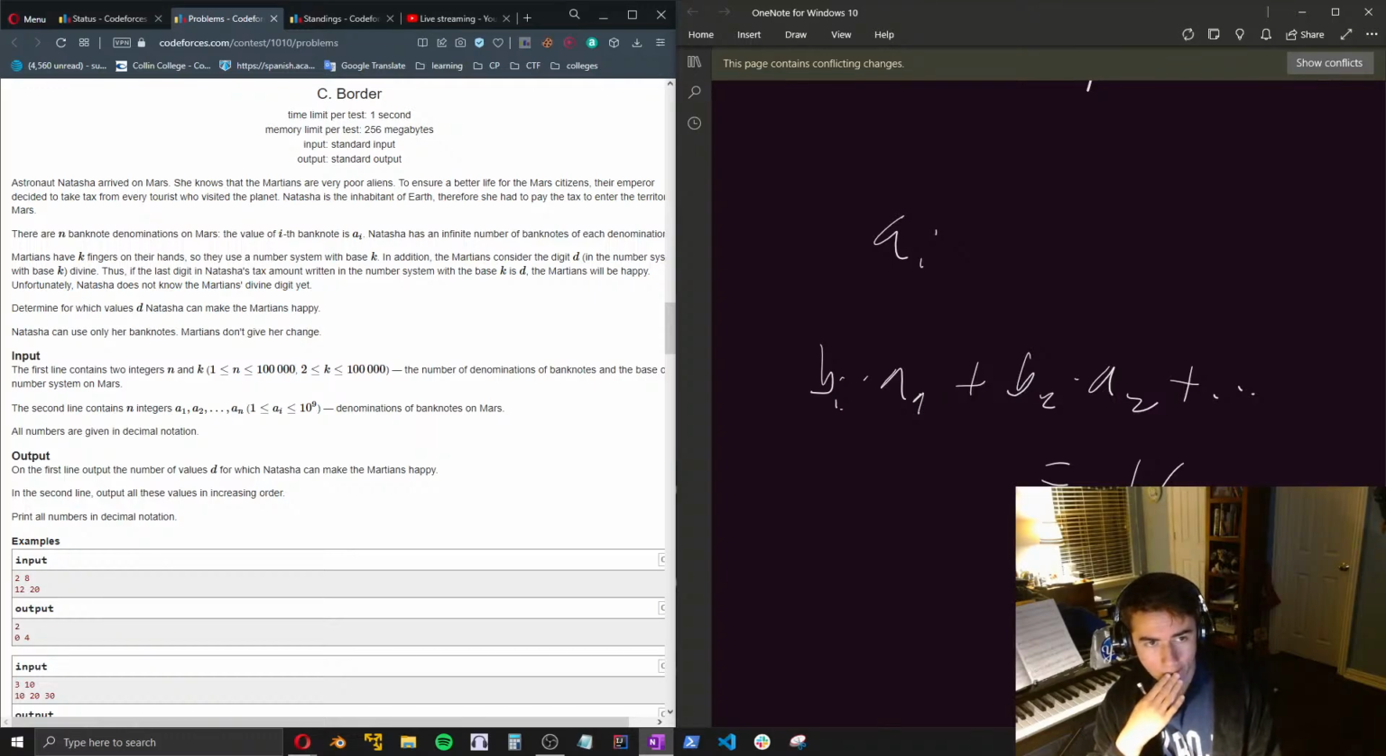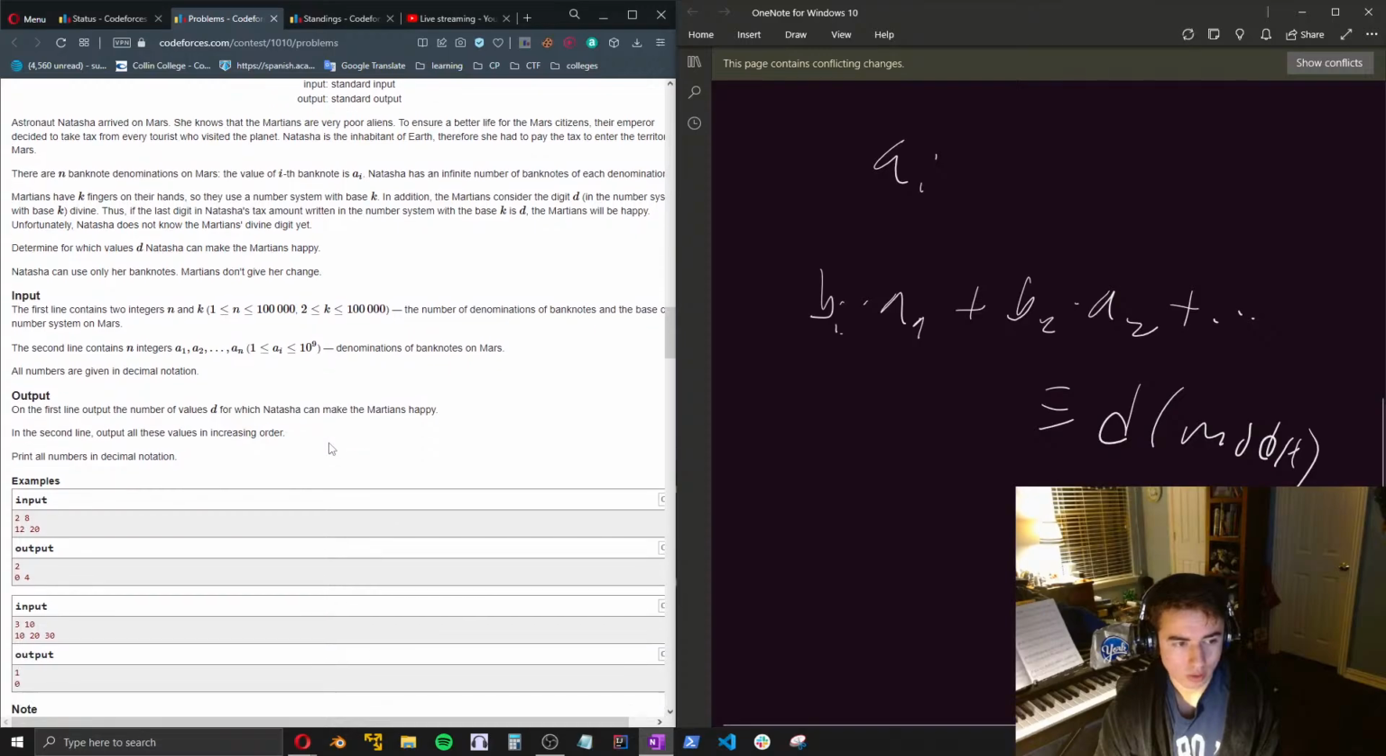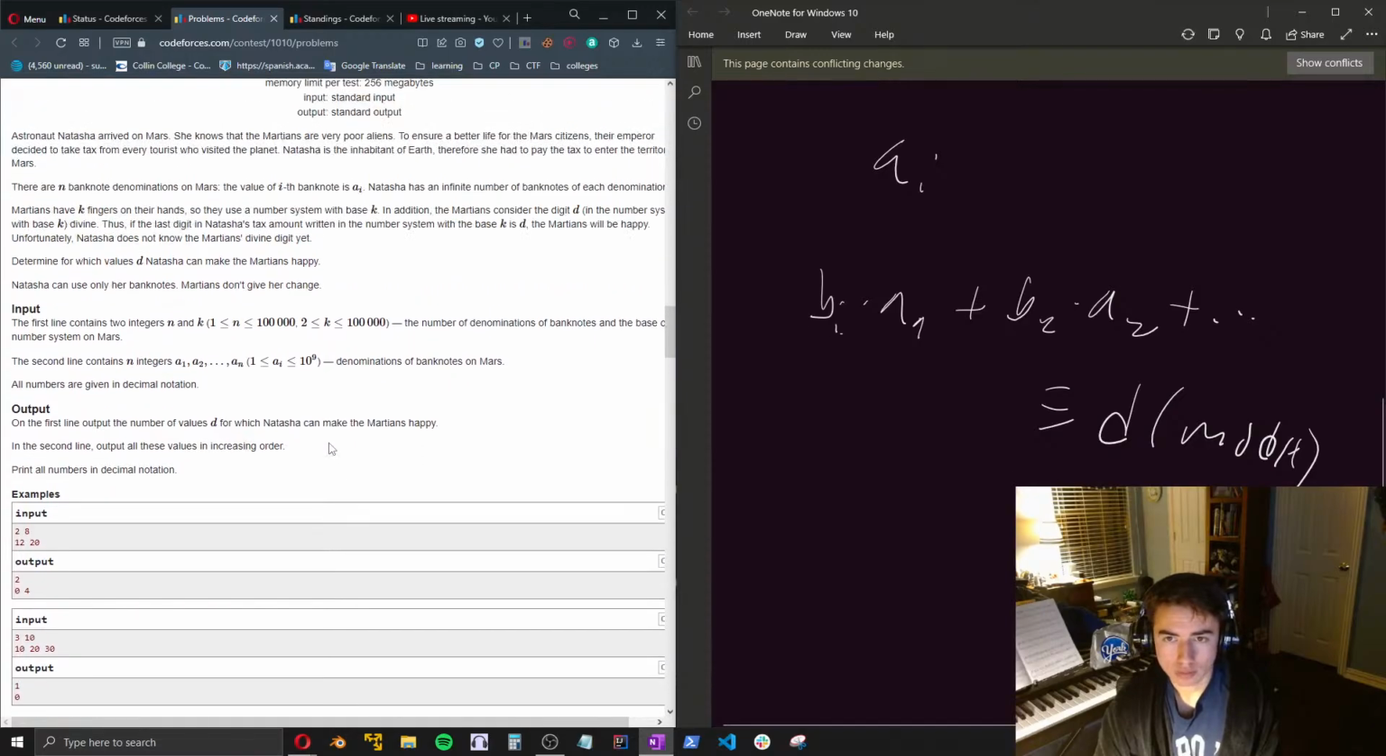So that, oh wait, k is up to 100,000. That's kind of big. So it's kind of like a knapsack problem, but under modulo. Well, what do we know? Look at A1 modulo K. Well, look at the GCD of A1 and modulo K.